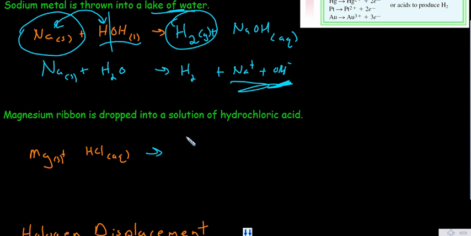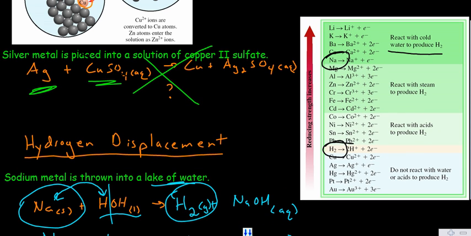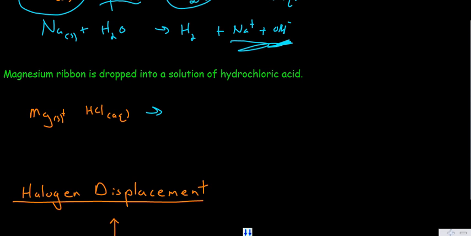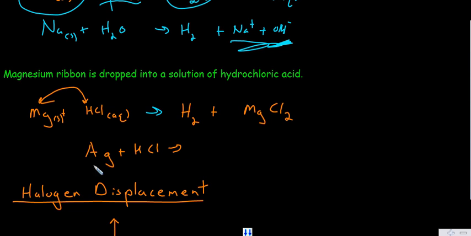Next, would you be able to react magnesium ribbon with hydrochloric acid if you dropped it into hydrochloric acid? Well, you can see magnesium up here. It's quite reactive. It can react with either hot water or with acid. So you should be able to switch magnesium with the hydrogen, and you'll get H2 and magnesium chloride, MgCl2, and then you could write that in net ionic form. Would you be able to react silver with hydrochloric acid? Nope. Silver is below hydrogen in the activity series, so there's no reaction there.